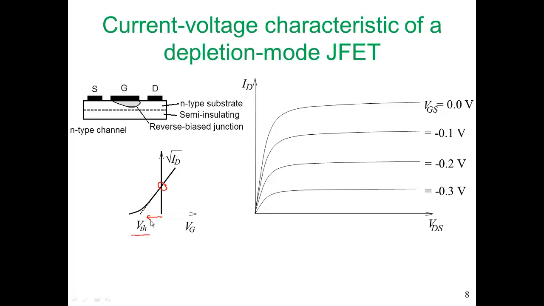Eventually we can increase the reverse bias to the threshold voltage level and very little current will flow. So this is called a depletion mode again, because current is flowing even when there's no input voltage applied. And when we apply an input voltage, we shut down the transistor, shut down the current flow in the transistor.